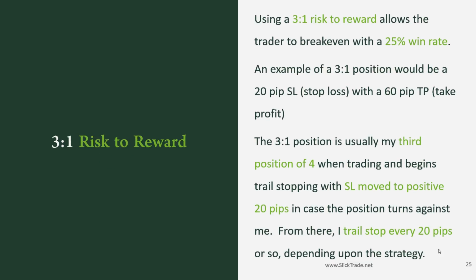A 3-to-1 risk to reward allows the trader to break even with a 25% win rate, okay? An example of a 3-to-1 position would be a 20 pip stop loss with a 60 pip take profit. The 3-to-1 position is usually my third position of 4, and the stop loss is normally moved after a positive 20 pips, okay, in case the position turns against me. And again, from there, I trail stop around every 20 pips or so.